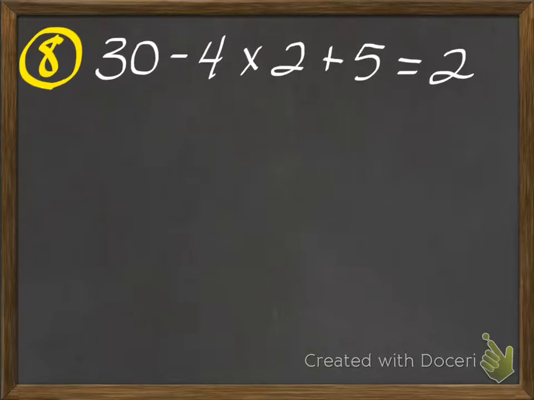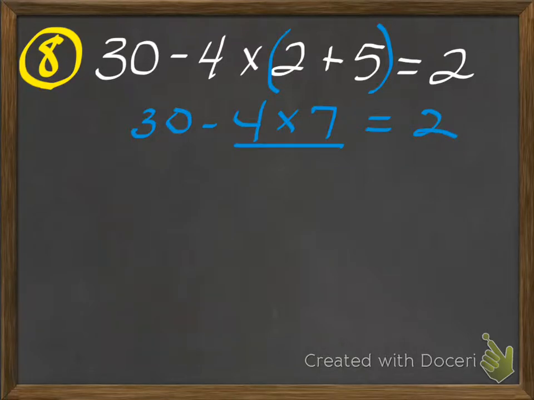Okay, now you give it a try. Put the parentheses in the correct place. Alright, so if you put the parenthesis here around 2 plus 5, then 2 plus 5 equals 7, and you rewrite the rest of the problem around it, you get 30 minus 4 times 7, and we're going to see if this equals 2. So next we have to do multiplication, division. 4 times 7 is 28. Rewrite the rest of the problem around it, and 30 minus 28 does equal 2. So 2 equals 2.